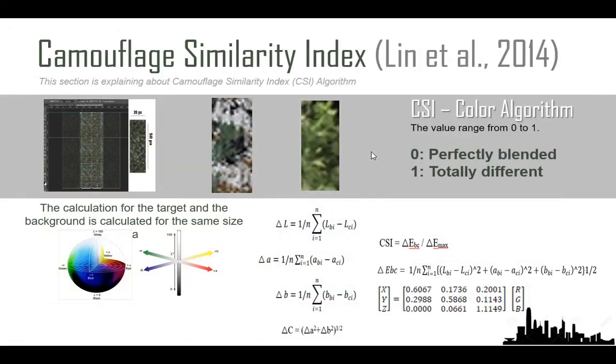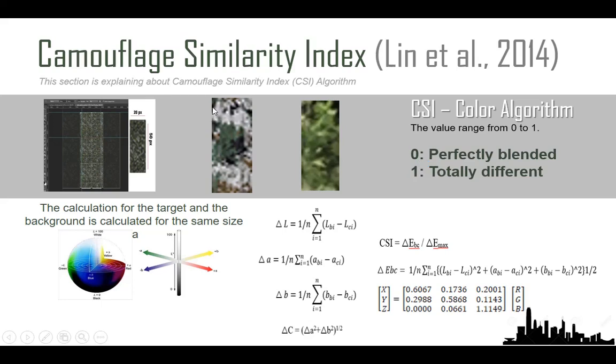Previously, Lin et al. 2014 developed a Camouflage Similarity Index, or CSI. The CSI algorithm's value ranges from 0 to 1. When the value is 0, the camouflage and the background are perfectly blended. But if the value is 1, they are totally different. So that's the logic between 0 and 1.